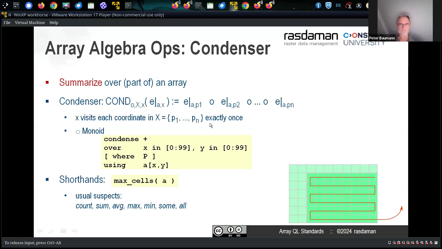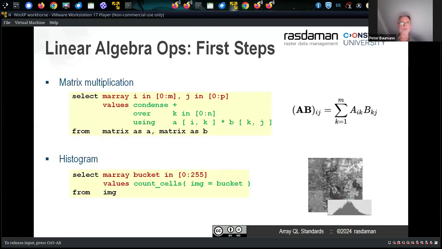In particular, when you combine them, just to show you some examples, in such a query, we can do a matrix multiplication. We use an MDA constructor that defines the result matrix, which is the I and J coordinates. And in the values clause, you find the condenser, which resembles the sum operator, where we multiply and iterate over K. So this is a relatively straightforward translation from the mathematical notation into the query syntax. The second example shows a histogram.